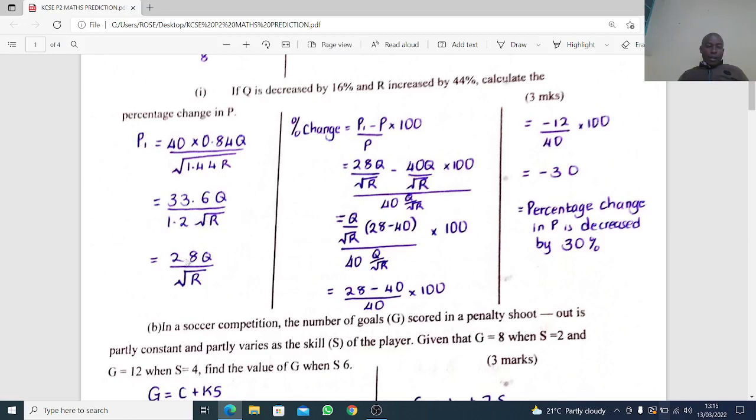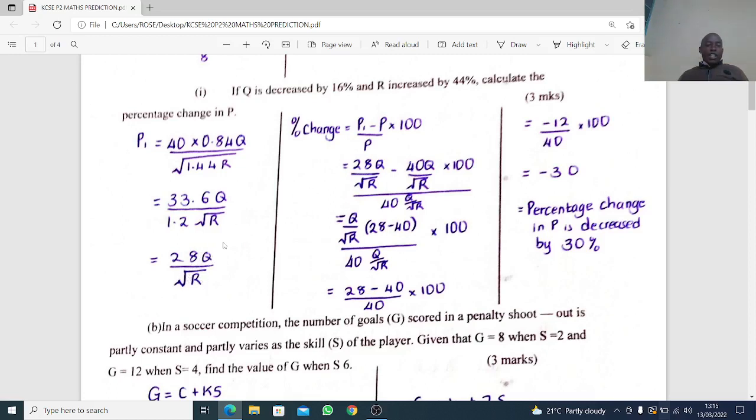So we shall get, if you divide that 33.6 divided by 1.2, you get 28Q all over square root of R. So that is our P1.